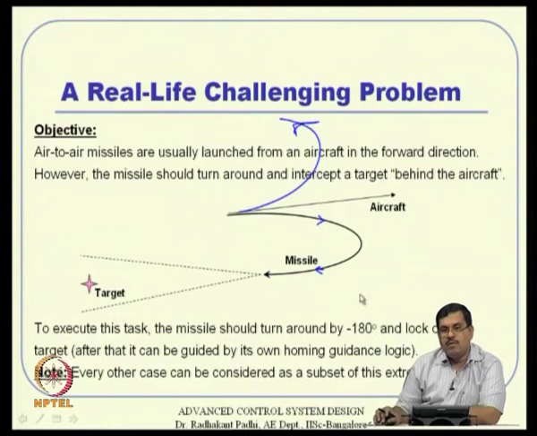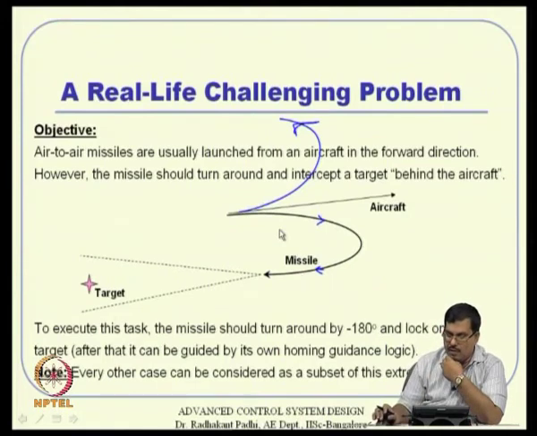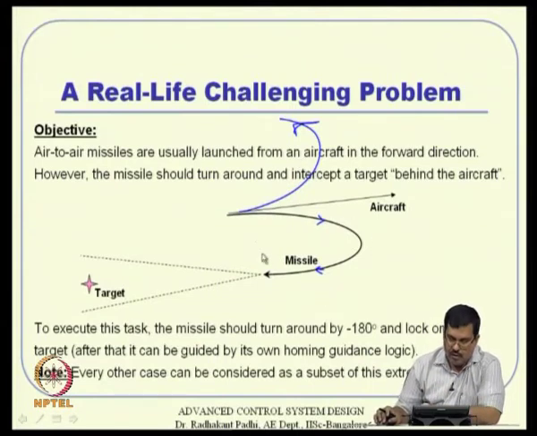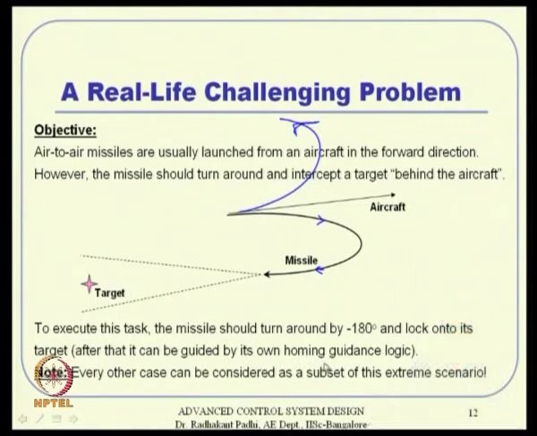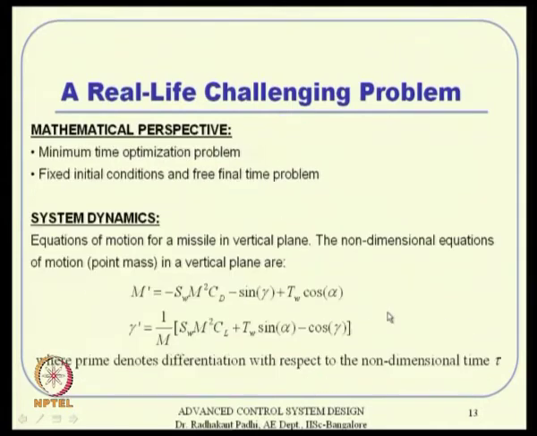minus 180 degree, because these air launched missiles are typically carried under the wing, not over the wing. Okay. If it is under the wing, and the aircraft goes that way, then certainly it is safer that the missile turns in the downward direction, otherwise there is a chance that it may hit our own aircraft. So, obviously we want to avoid that. Okay. So, it has to turn by minus 180 degree and then lock onto the target. After that it can be guided by its own homing guidance logic. And you can also see that every other case can be considered as a subset of this extreme case basically. Okay. That is what it is.